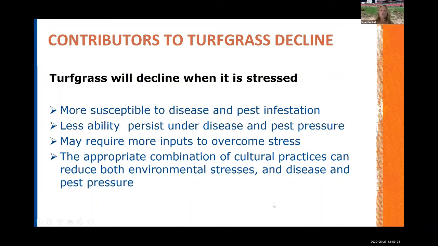Okay, so contributors to decline. We want to talk a little bit about disease and why turfgrass has problems with diseases. Turf is more susceptible to disease and pest infestation when it is already stressed, and it has less ability to persist and do well under disease and pest pressure. So we may have to use more inputs to overcome stress in order to manage the diseases that may have been brought on by that stress to begin with. All of those combined cultural practices can reduce the environmental stress, disease, and pest pressure.